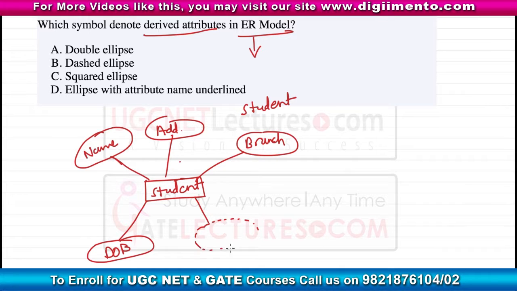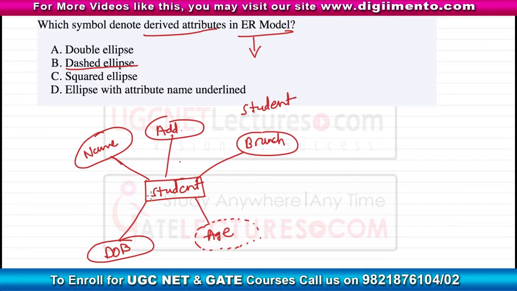and we can have one derived attribute. We can represent the derived attribute in the ER model with a dashed ellipse. So this dashed ellipse is representing the derived attribute age. Let's suppose age is one derived attribute. Why is it called a derived attribute? Because we don't need to provide the value of age explicitly for each student.